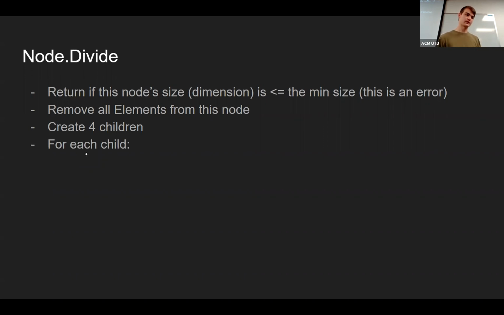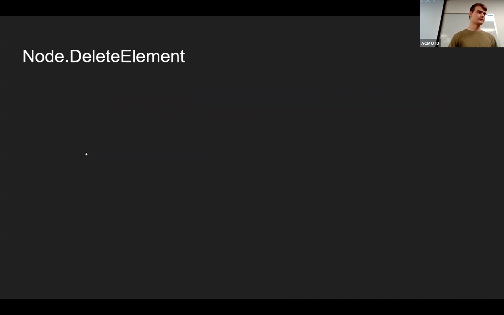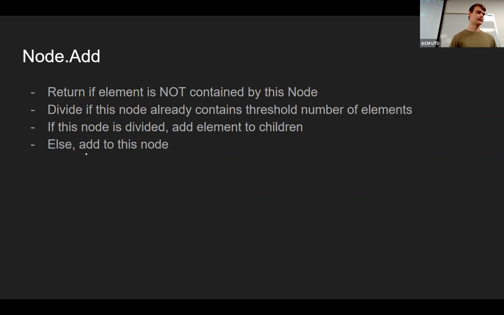Then I create the 4 children, and for each child, I add each element that I just contained to each of those children. And each one probably doesn't contain all of them, but we still need to check. This is sort of the same thing as this third line here. If a node is divided, we try to add it to all of my children because the check for whether or not a node contains an element happens at the top of the recursion. We don't check before we try to add, we check after we try to add. And that's just a style thing.